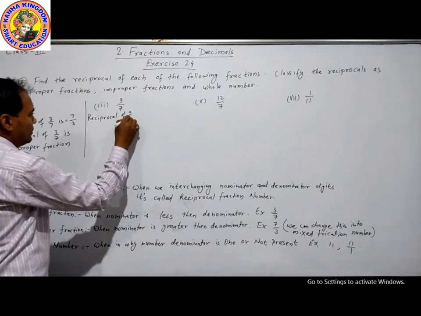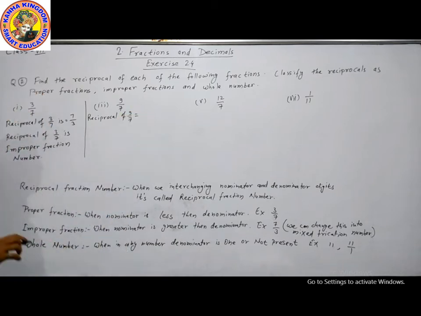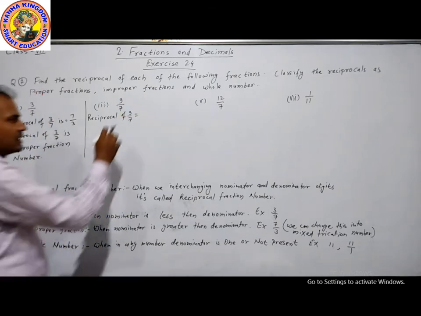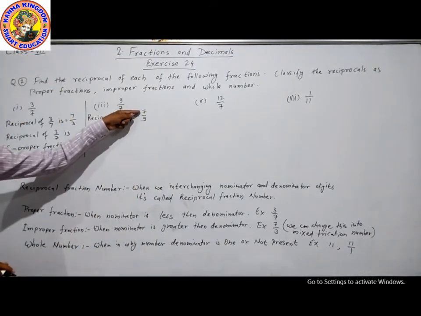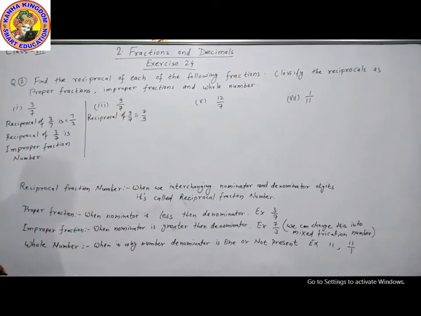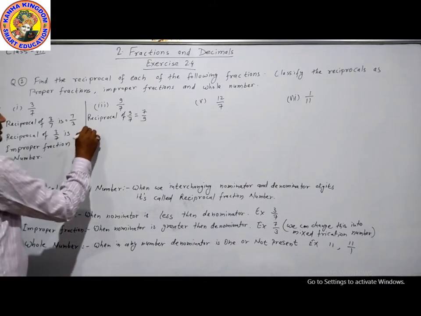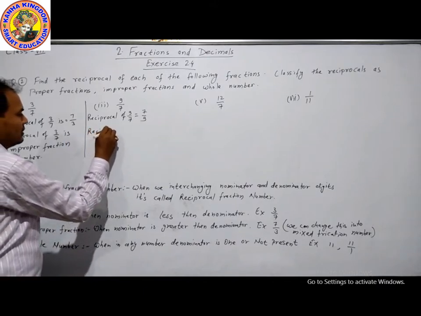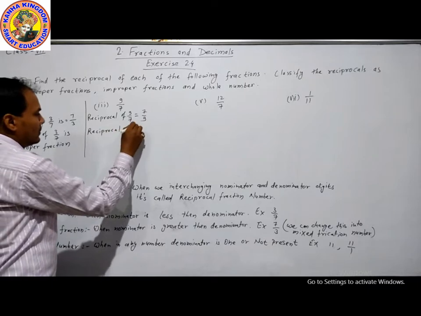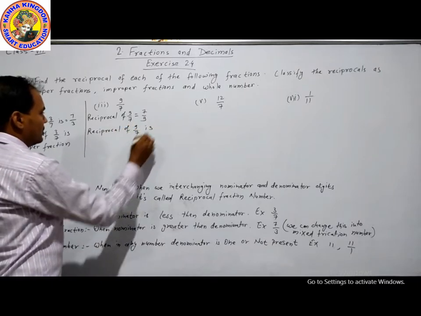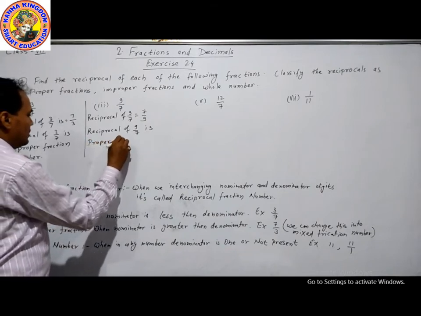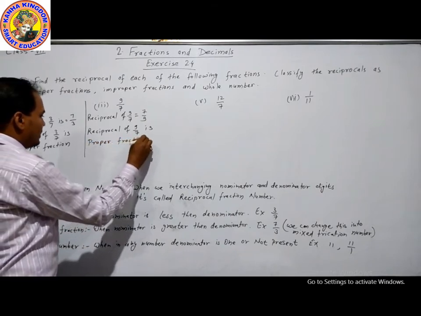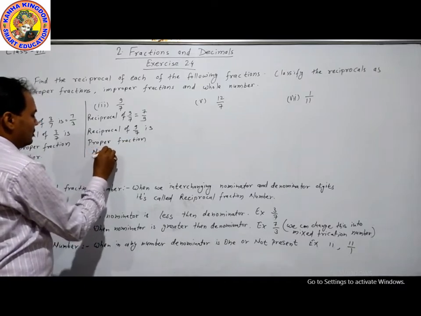Now next, find the reciprocal of 9 by 7. Reciprocal of 9 by 7 by interchanging the digits is 7 by 9. Numerator is less. Which is proper fraction. Reciprocal of 9 by 7 is proper fraction number.